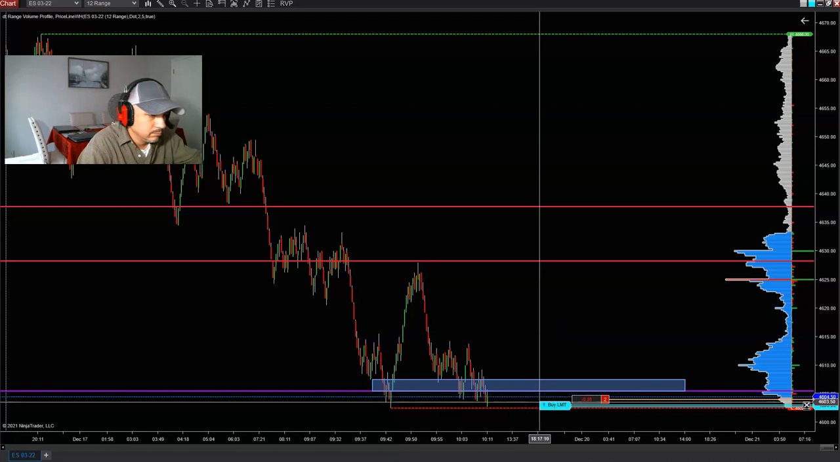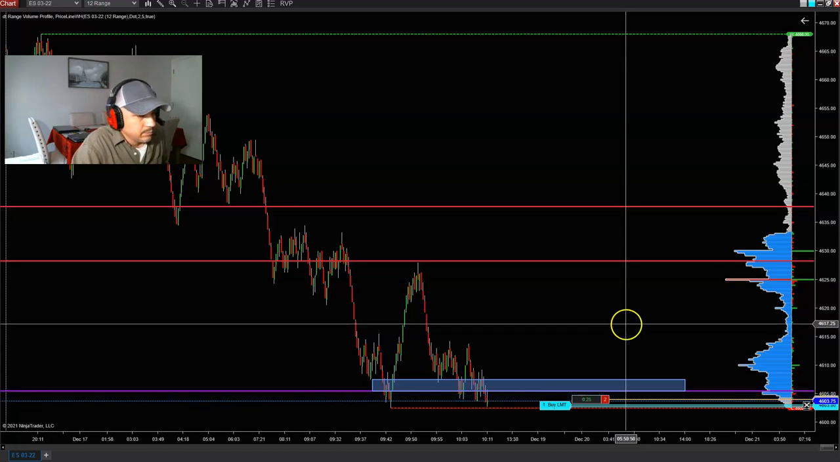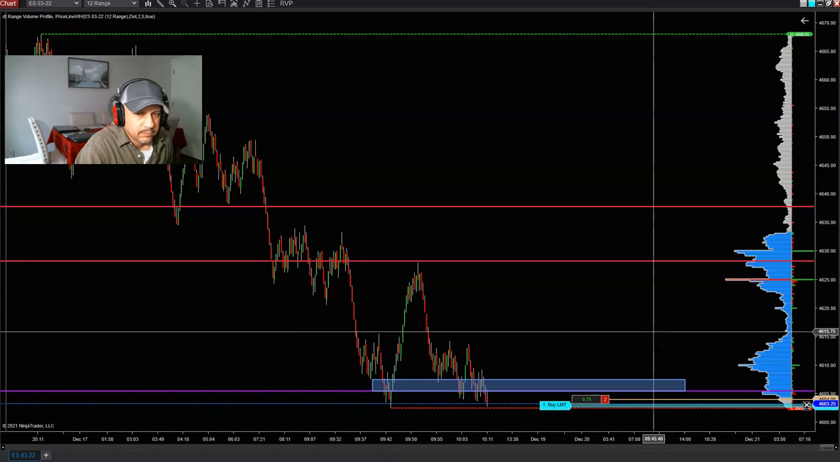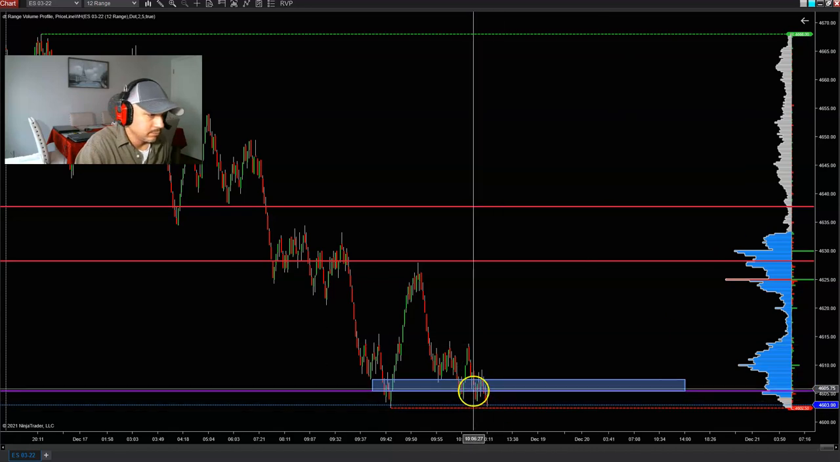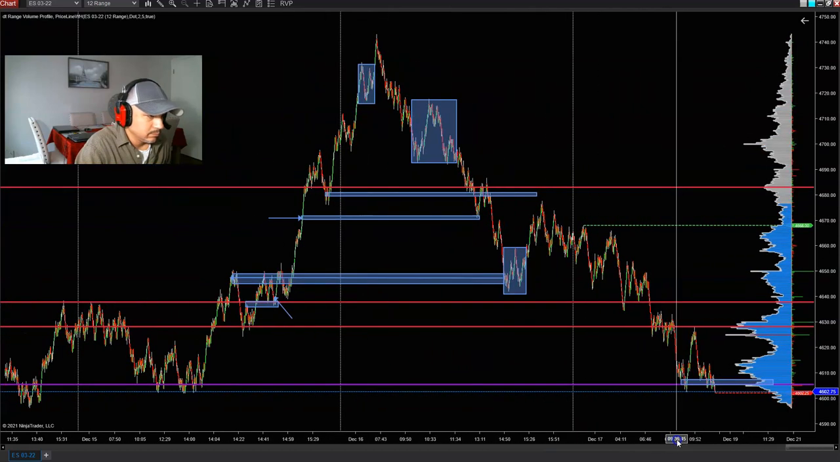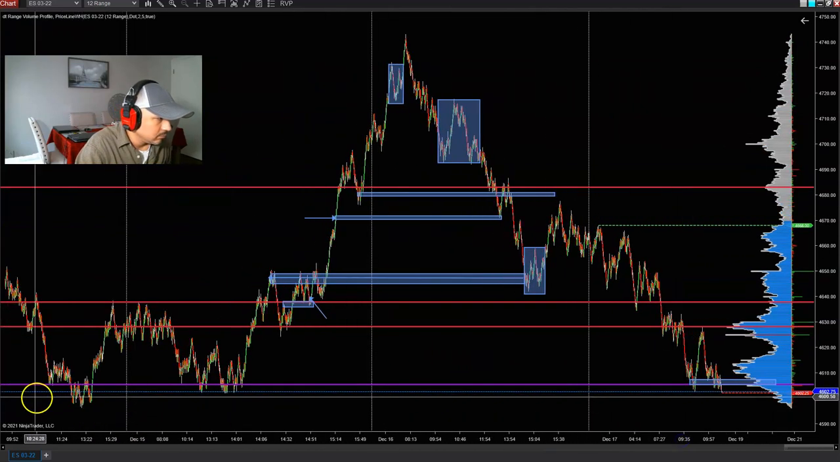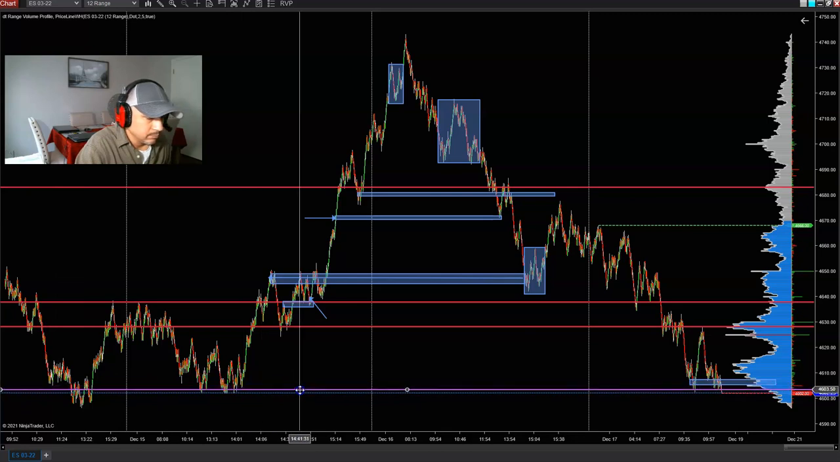Price is building the areas of resistance above, so price should continue pushing down. All right, quick little scalp right there to the downside. Price continues to push a little lower, but we have support sitting right below us, so be careful.